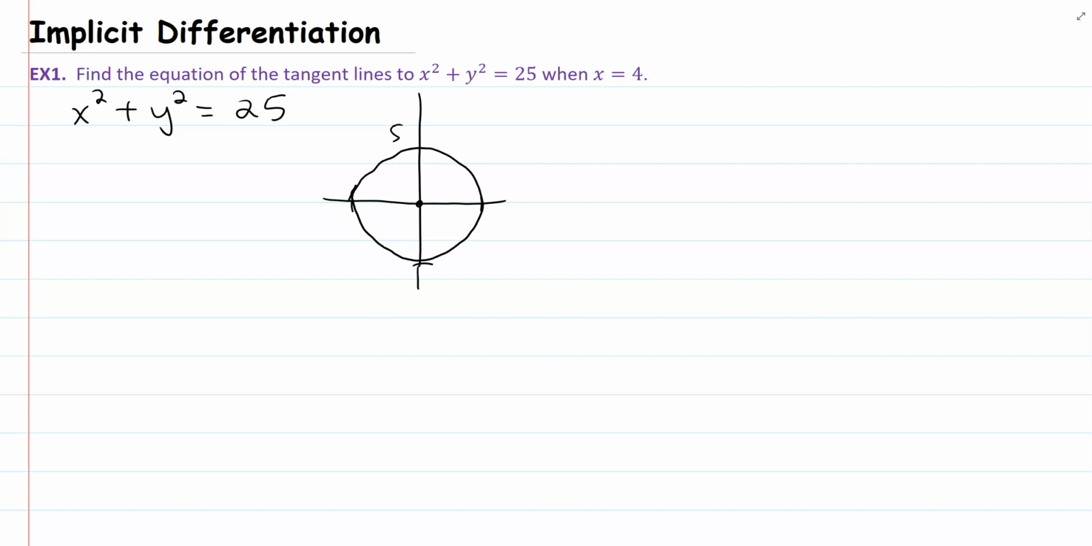Now the question is asking you to find the equation of a tangent line when x is 4. So 4 is somewhere right here. And as you can see, if you go up to the curve or down, you actually have 2 points of tangency. So there are 2 tangent lines that we are after. Okay, so that one right there and this one here.